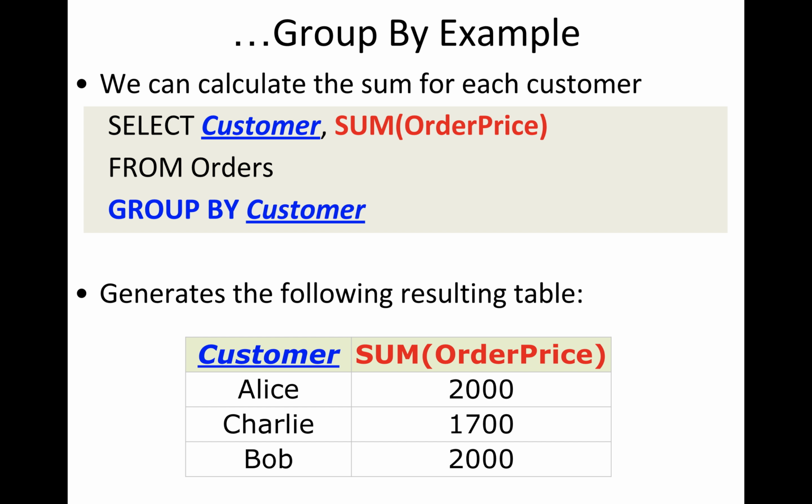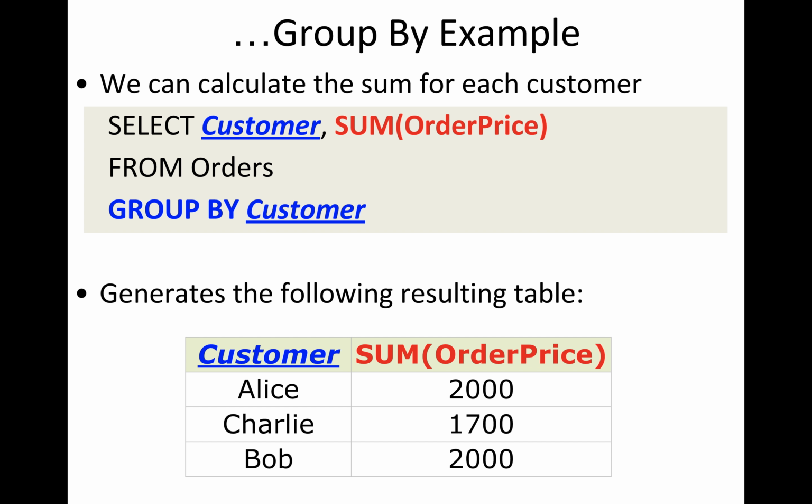So over here, we are grouping by customer. So there's three groups: Alice, Charlie, and Bob. And since a customer is the field by which we group, that value is available to us, right? Because that's how we group it. So it makes total sense to include it in the select statement, to return the value of the group.